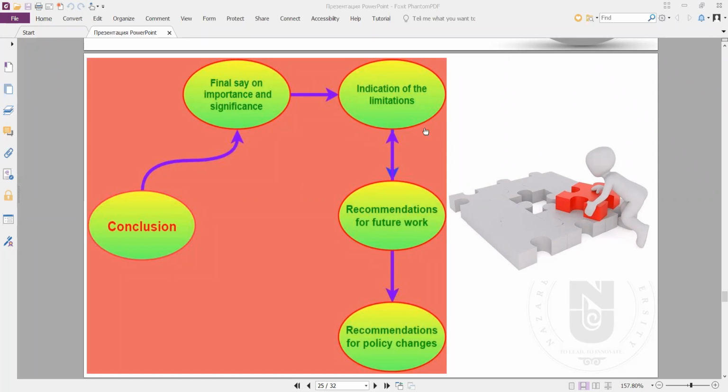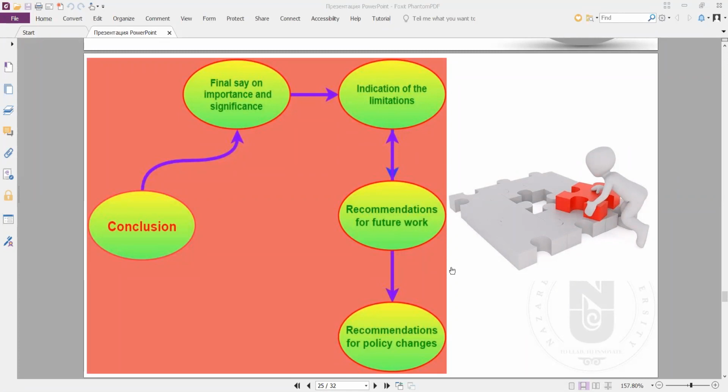Indicate the limitations. Why do you indicate these limitations? Again, you provide some ground for further research, for other researchers to continue your research. You need to include your limitations.